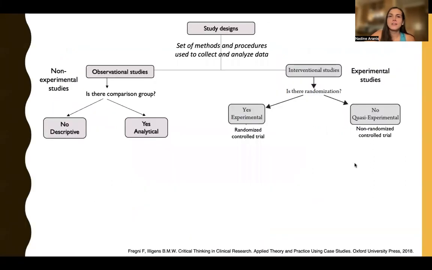So study designs are a set of methods and procedures that are used to collect and analyze data in a study. Broadly speaking, we can divide epidemiological studies in many ways, but one simple way is observational versus interventional studies. Observational studies, which you're going to check on later during the year, are non-experimental and can be descriptive or analytical, depending on whether they have a comparison group. Interventional studies are experimental and can be randomized or non-randomized. If they are not randomized, they are also called quasi-experimental studies.